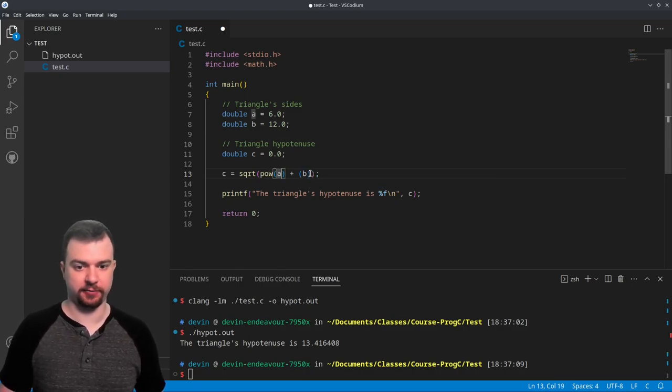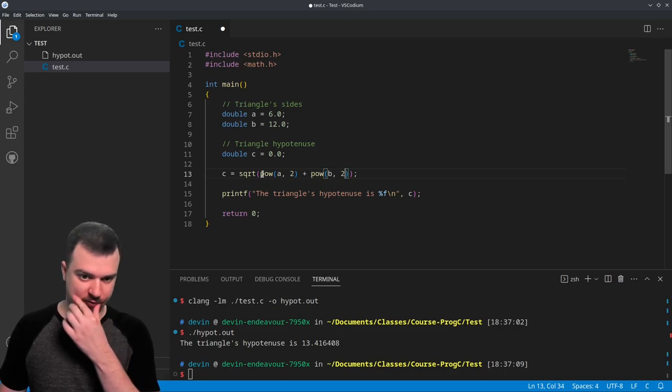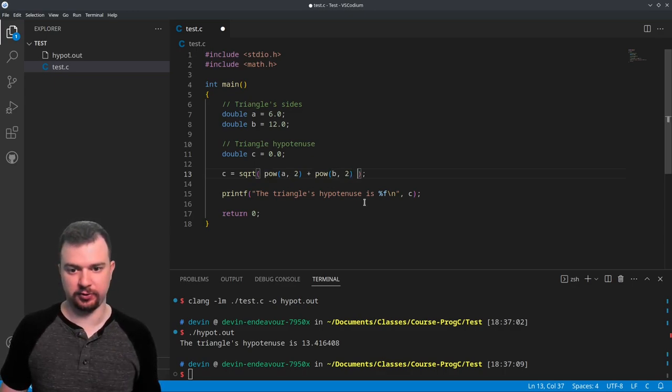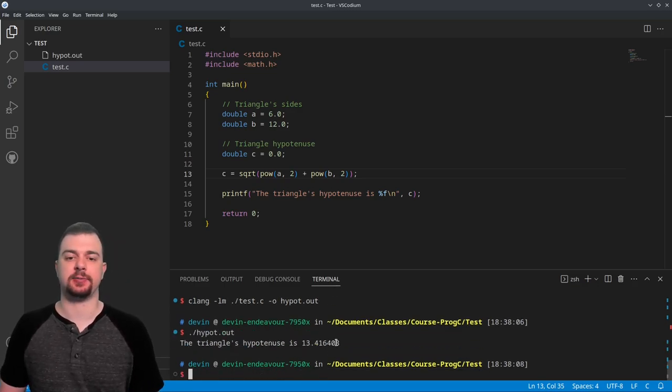So we did pow for power, a, 2, pow b, 2. So you notice right here, I'm doing a power function of a and 2. That's going to be a to the second power. This is going to be b to the second power. And I'm going to add them together and get the square root of those results. I should get the same exact answer, just like that.